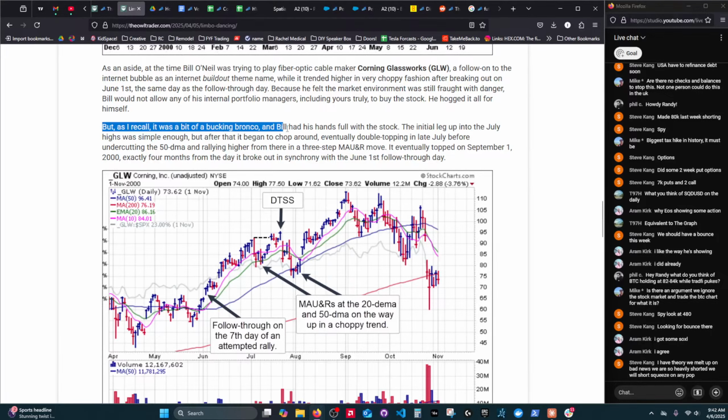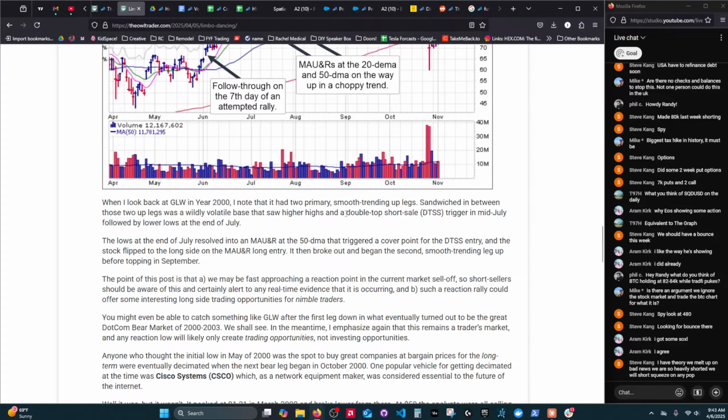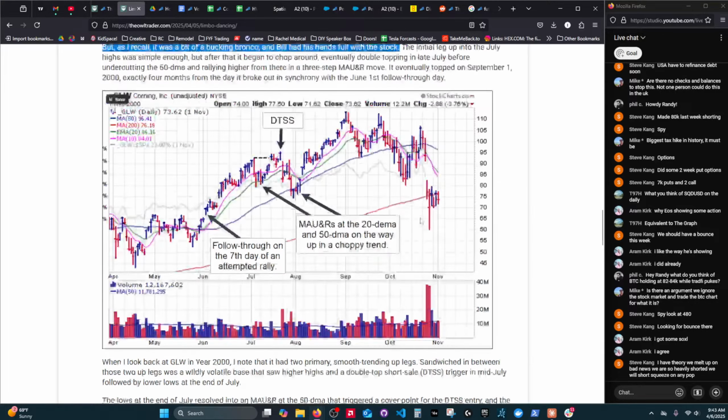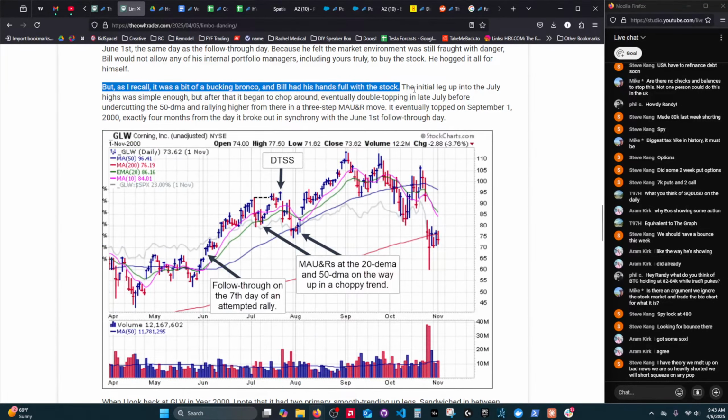It was a bit of a bucking bronco. Bill had his hands full with the stock, so even Bill had a hard time dealing with it. The initial leg up into the July highs was simple enough. This one right here, so here's July highs. But after it began to chop around, eventually double topping in late July. So DTSS is double top short sale. Yeah, double top short sale trigger in mid-July. So that was a short sale trigger. I don't know if he held. He doesn't mention that, I don't think.